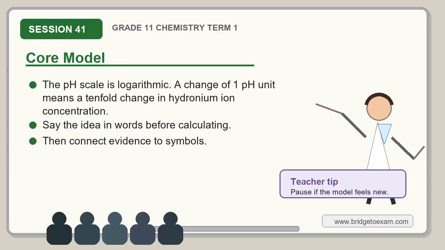The core model is this. The pH scale is logarithmic. A change of 1 pH unit means a tenfold change in hydronium ion concentration. Do not rush to an answer. Build the model first, then let the model guide the calculation or explanation.